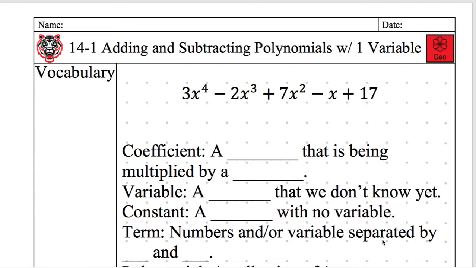All right, we are on lesson 14-1. Today's date is Monday, April 8th, 2019. We are back from our spring break, and we are talking about Unit 14 today. The unit guide has been updated.